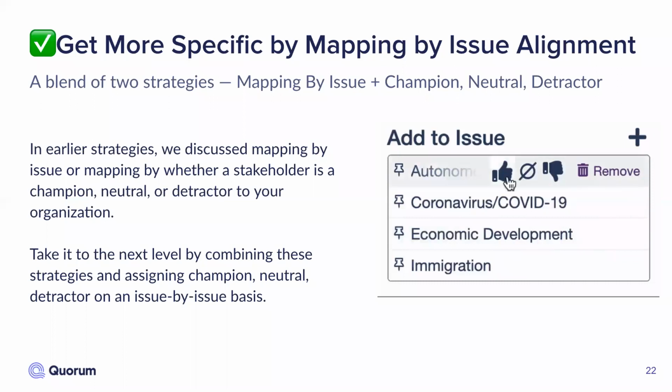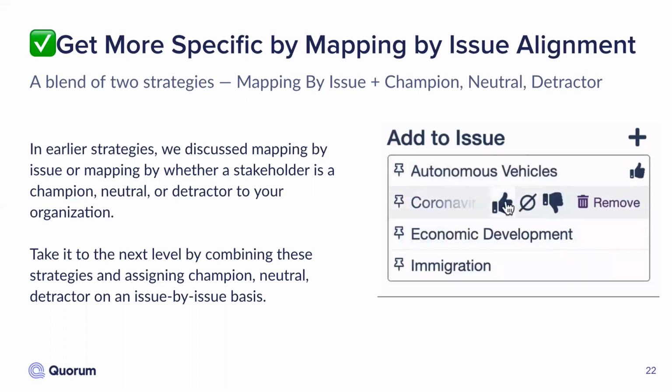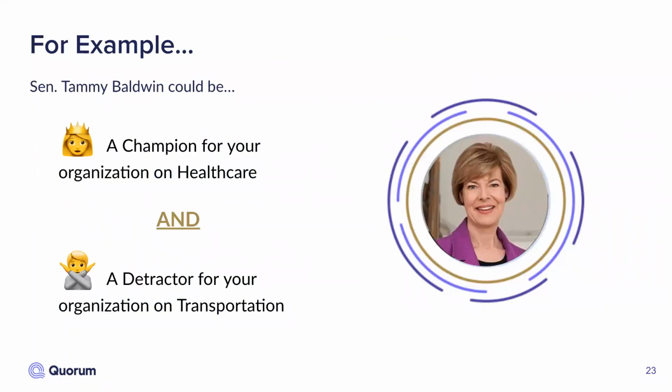So using an example, let's look at Tammy Baldwin as our test case here. If we go to the next slide, she could be listed as a champion for healthcare for your organization, but a detractor on transportation. And if you care about a wide range of issues, and especially if there are some issues that are higher priority than other issues, this is going to give you a better sense of whether this is really a relationship that is in good shape, or if you need to put some more work in here.